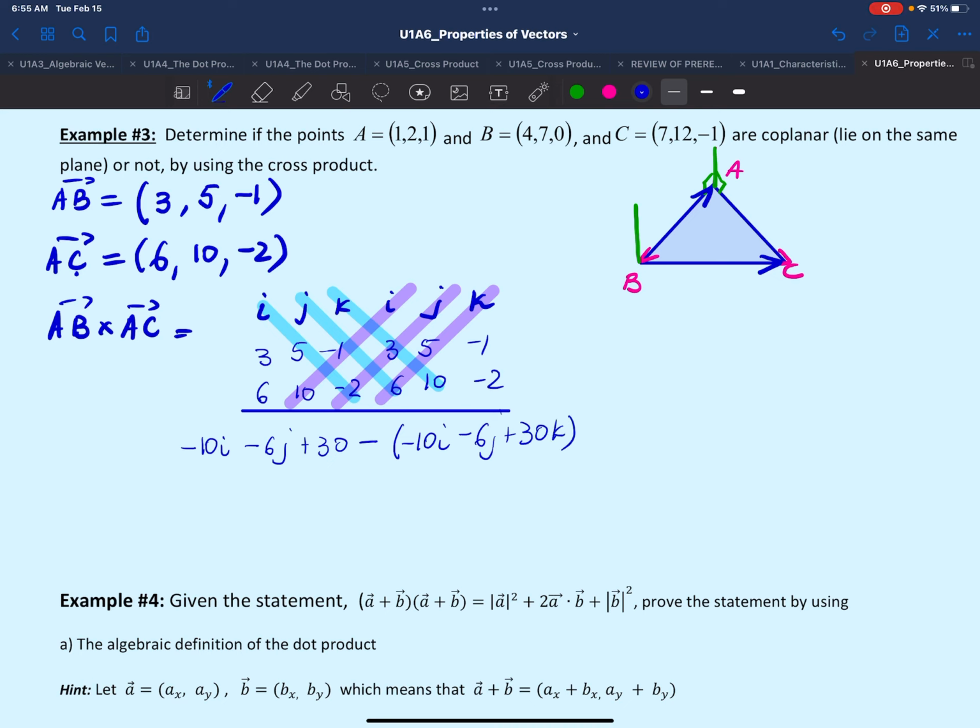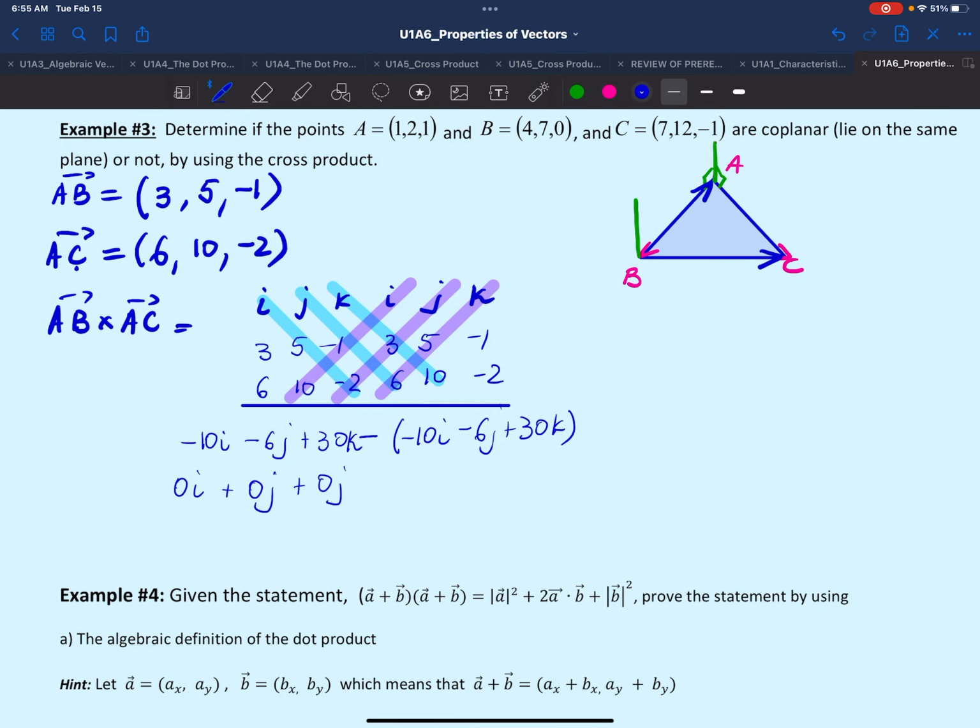Let's simplify. So remember that i's will go together, j's will go together, and k's will go together. So we have negative 10i minus negative 10i, that's 0i. Negative 6j minus negative 6j, that's very interesting. So 0j. And 30k minus 30k, oh, that's 0k. So let's move on to the next cross product.